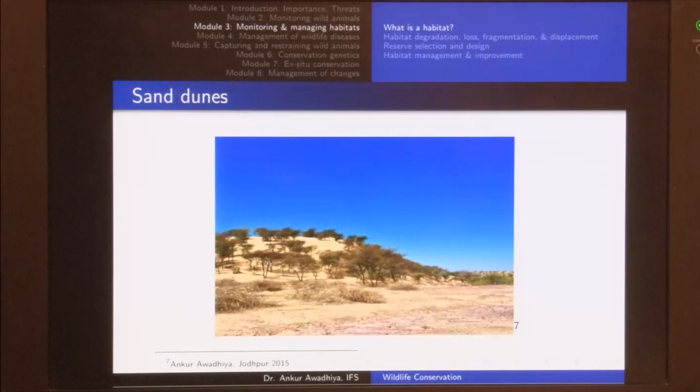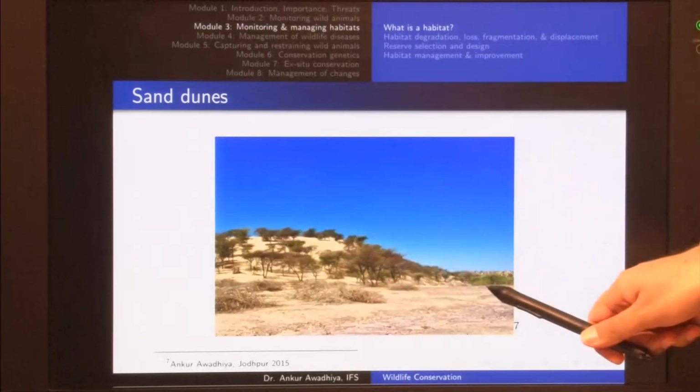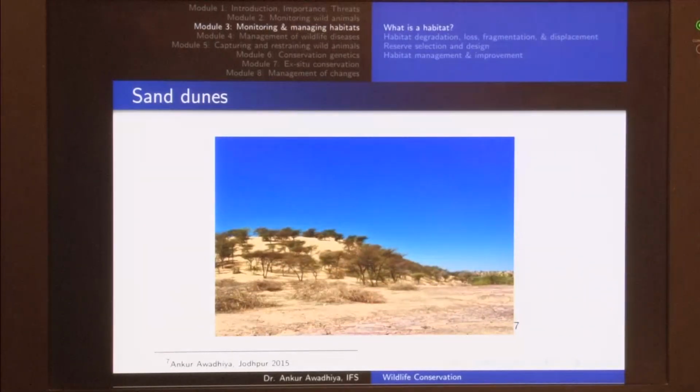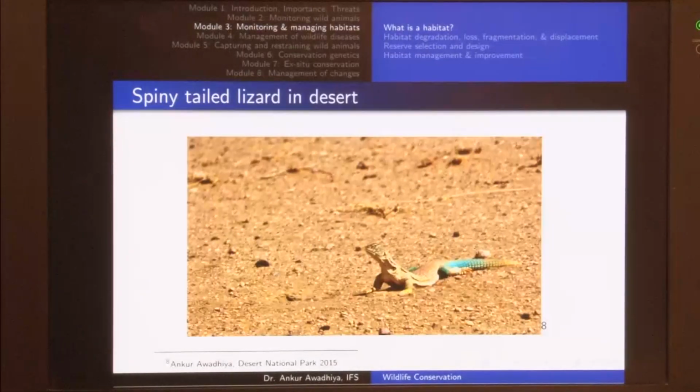In even drier areas, we would reach the sand dunes. This is a picture from Jodhpur, and here we can see a big sand dune, and we have planted these trees to stabilize the sand dune so that it does not move often. In these extremely dry areas, we would find certain animals that are not found anywhere else, such as this spiny tail lizard which is found in the Desert National Park. This only resides in areas that are too dry for a number of other species.